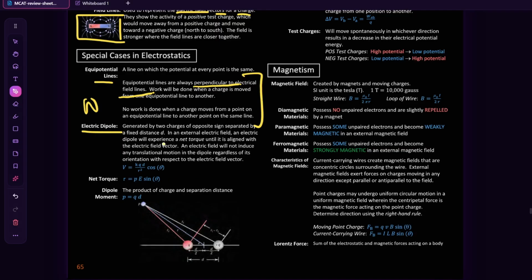Okay, so an electric dipole is simply when two charges of the opposite sign are separated by a fixed distance. So you have simply two charges of equal size, but they have opposite signs. So plus Q and negative Q.